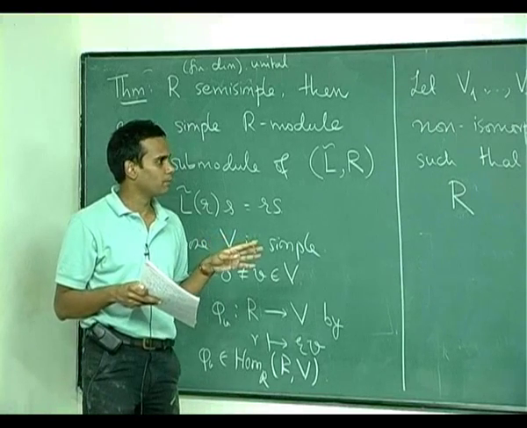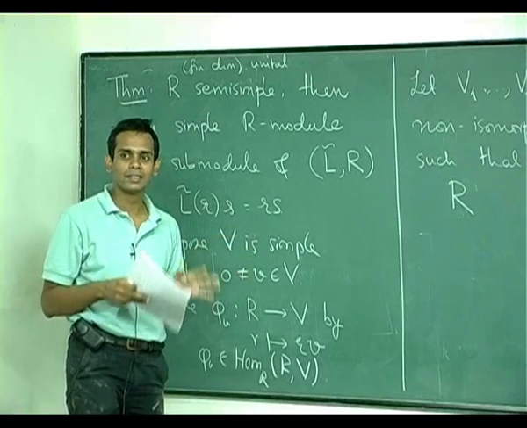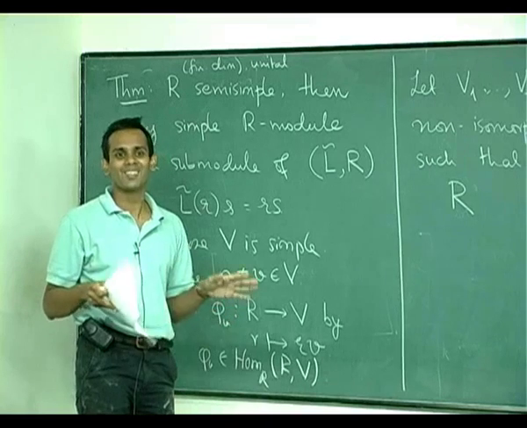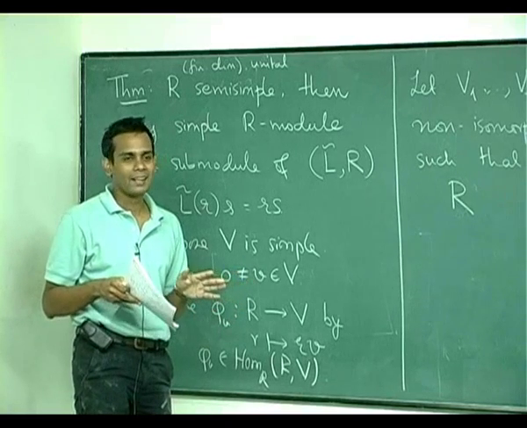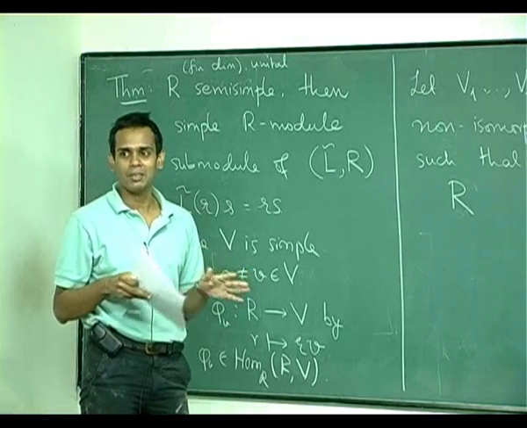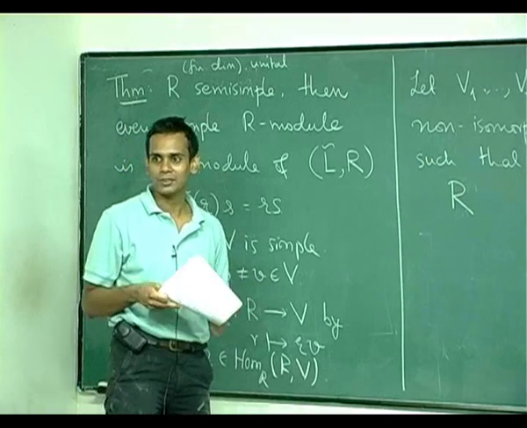But usually you can safely assume that the field is algebraically closed, its characteristic does not divide the order of the group. If you wish, you can assume that the field is the complex numbers, and all R algebras are finite dimensional, semi-simple, and so on, for the purposes of this course.